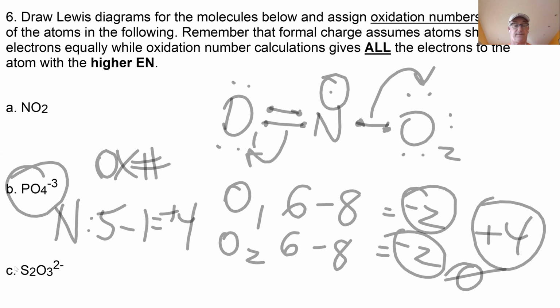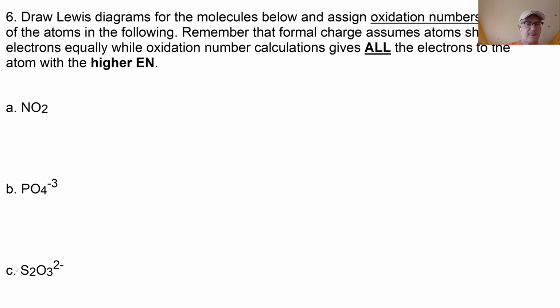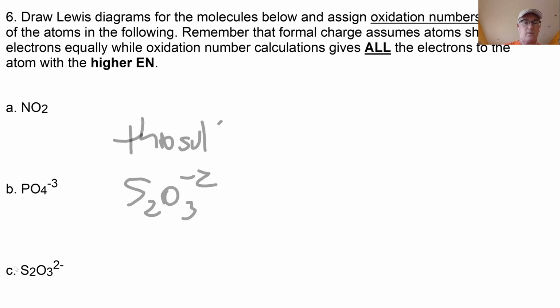And let's do the third one, because that's sort of similar to the bonus question on the lab test. So this is S2O3. This is the thiosulfate ion.